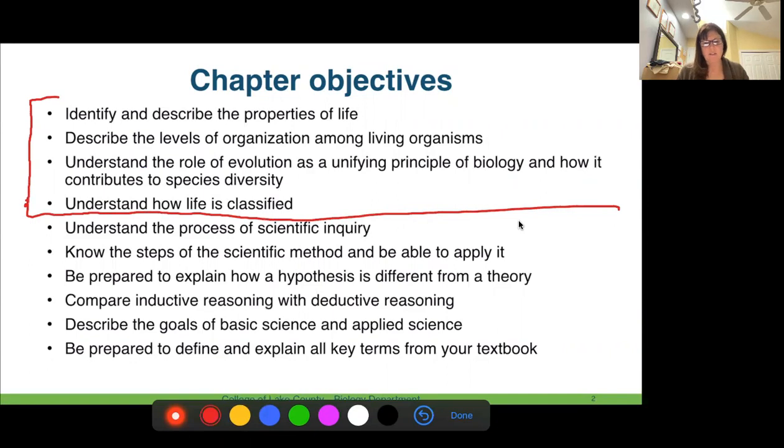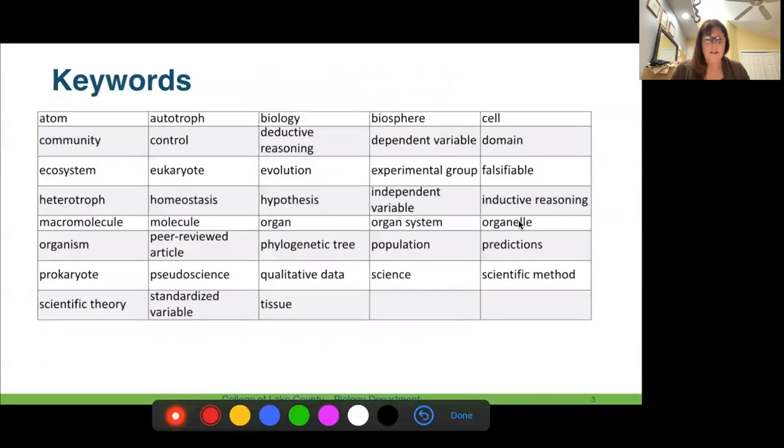So we're going to identify and describe the properties of life, describe the levels of organization, and understand the role of evolution. We're going to briefly talk about that because we're going to spend a whole unit on it. And then understand how life is classified. I'm not going to read this through every chapter because, again, I try to not waste your time and get to the nitty gritty of the material that you need to know.